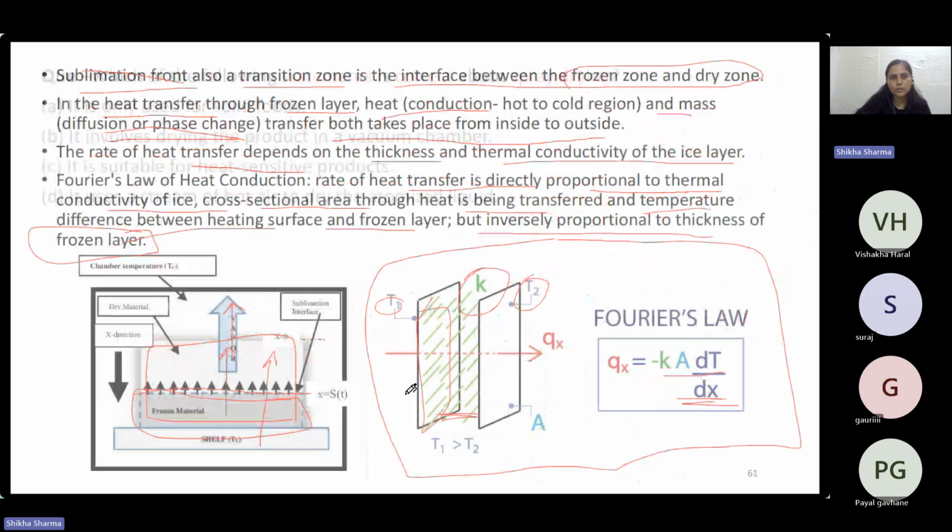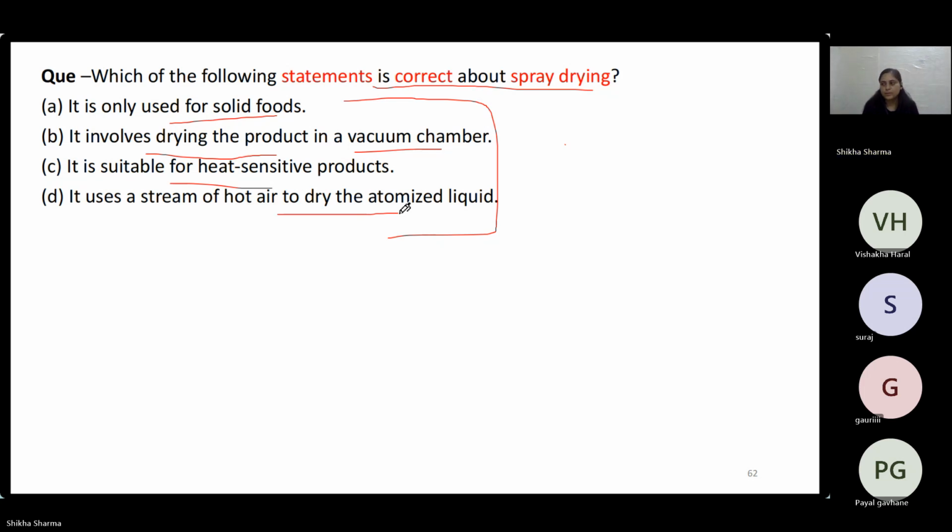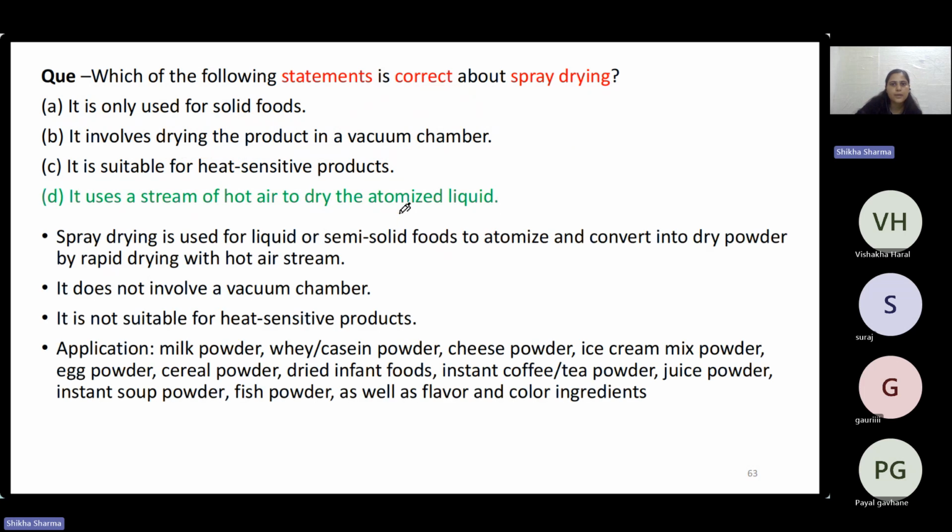Okay, let's move to the next question about spray drying. Which of the following statements is correct about spray drying? It is only used for solid foods. It involves drying the product in a vacuum chamber. It is suitable for heat sensitive products, and it uses a stream of hot air to dry the atomized liquid. So what is correct about spray drying?